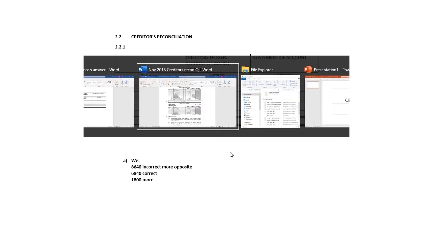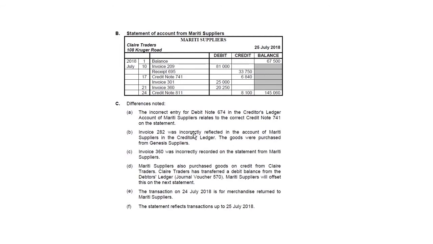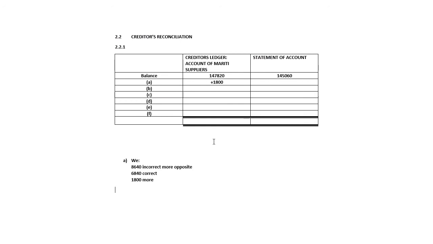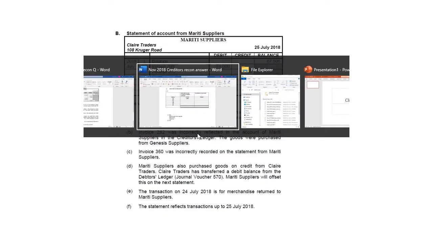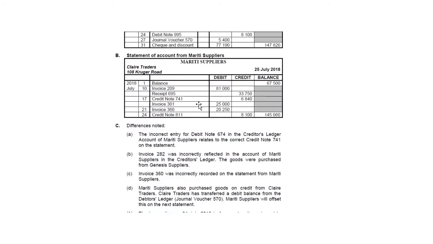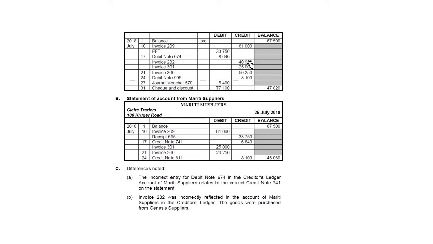Let's look at number B. Invoice 282 was incorrectly reflected in the account of Mariti Suppliers in the creditors ledger. So the creditors ledger, again, wrong. The ledger is wrong. We must fix. So for number B, we must fix again. Good. Now let's put in what we've got on the ledger. Okay, so it's invoice 282. We've got it in as 40,950.